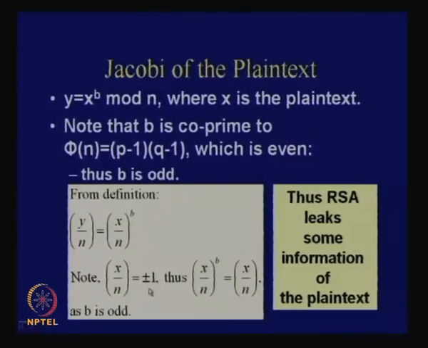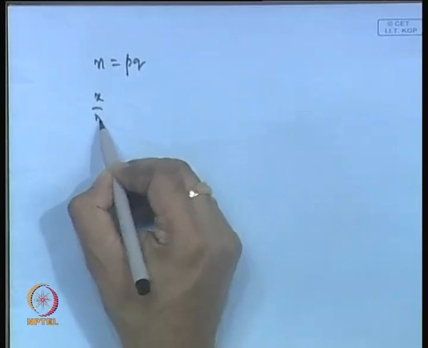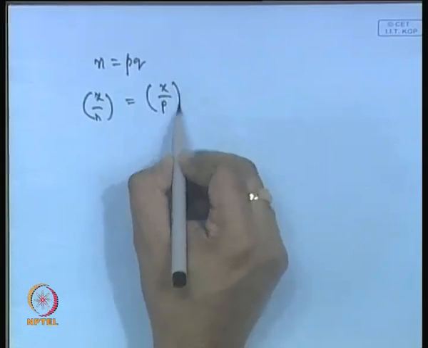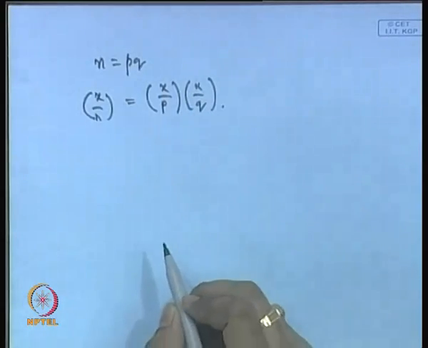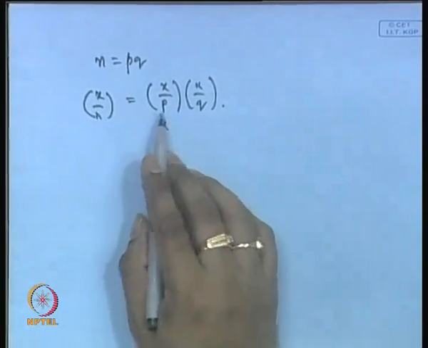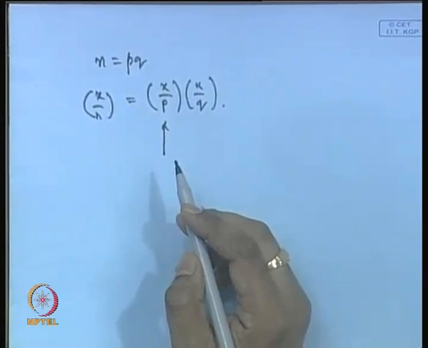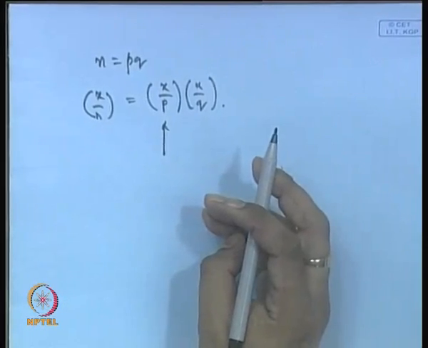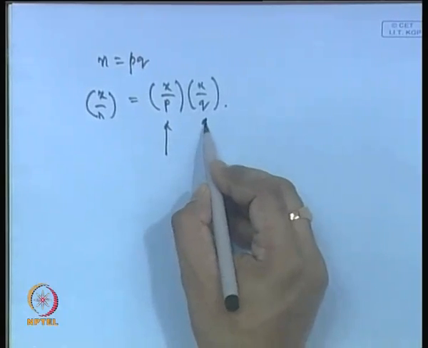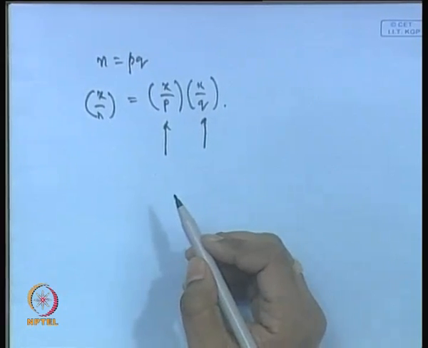Why? Have you thought about this? What was the definition of Jacobi? n can be factored into p and q. If n equals p q, then what is the Jacobi of x and n? It is equal to the Legendre symbols x by p into x by q. How many possible values were there? 0, plus 1 and minus 1. Zero is excluded because in that case x would be 0 mod p, so here also this is excluded. Therefore, it can be plus 1 or minus 1.